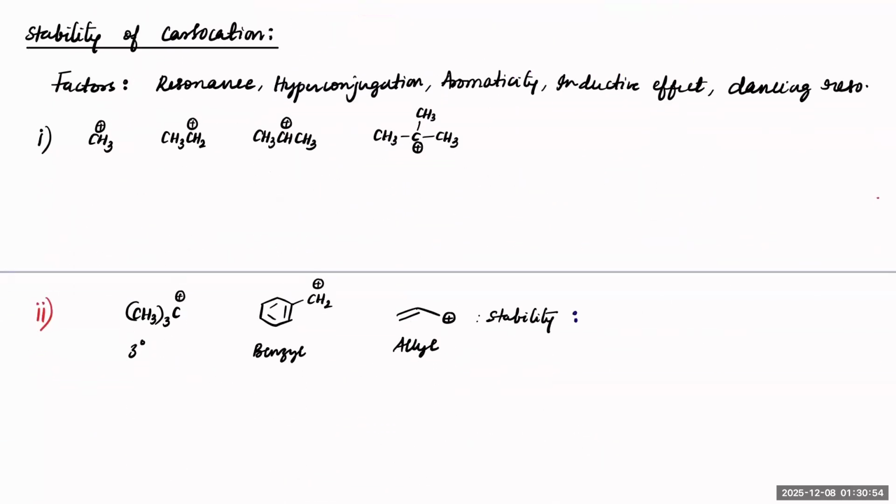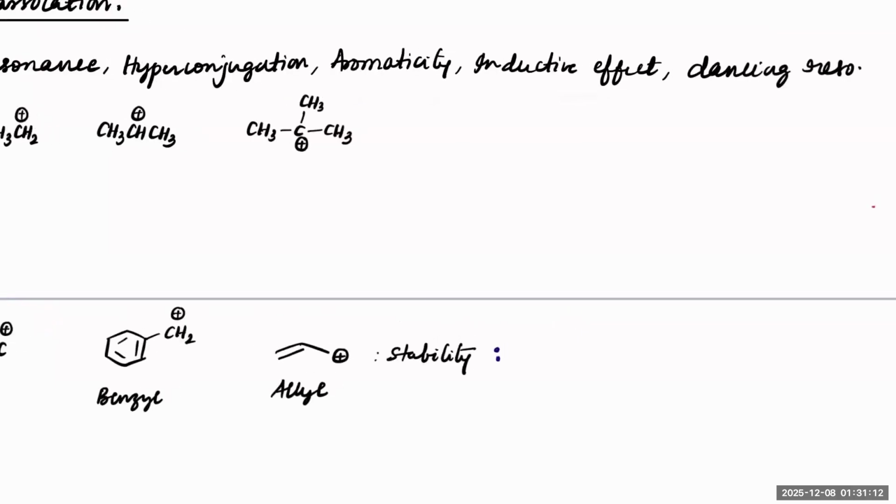Next, how do we assess the stability of carbocations? Check. The factors which affect the stability of carbocation includes resonance, hyperconjugation, aromaticity, inductive effect, and a new term called dancing resonance or sigma resonance. Dancing resonance is also termed as sigma resonance.